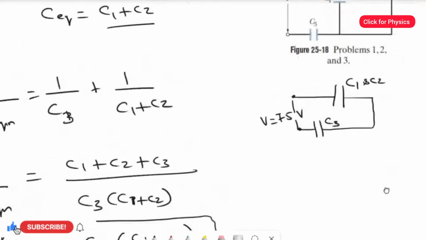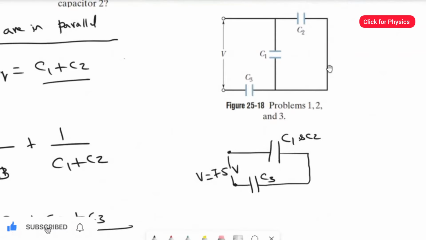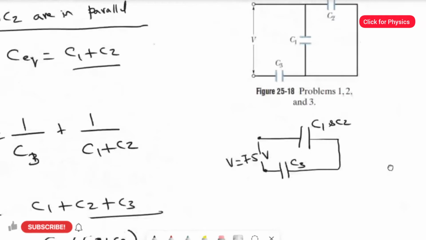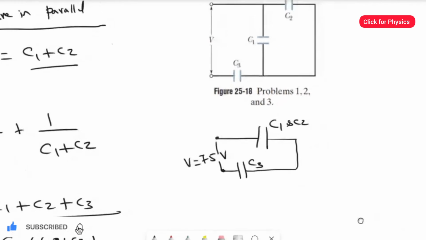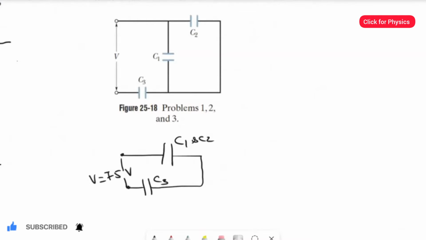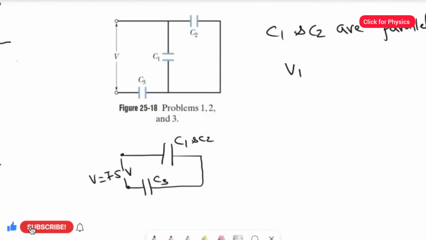Now we have to go back to the circuit diagram one more time, and find the potentials, because we have to answer 9 questions. So we take C1 and C2. C1 and C2 are exactly in parallel. That means the potential across C1 and the potential across C2 will be the same. So C1 and C2 are in parallel. Therefore, V1 is equal to V2. Why? Because when capacitors are arranged in parallel, the potential across each capacitor is the same.